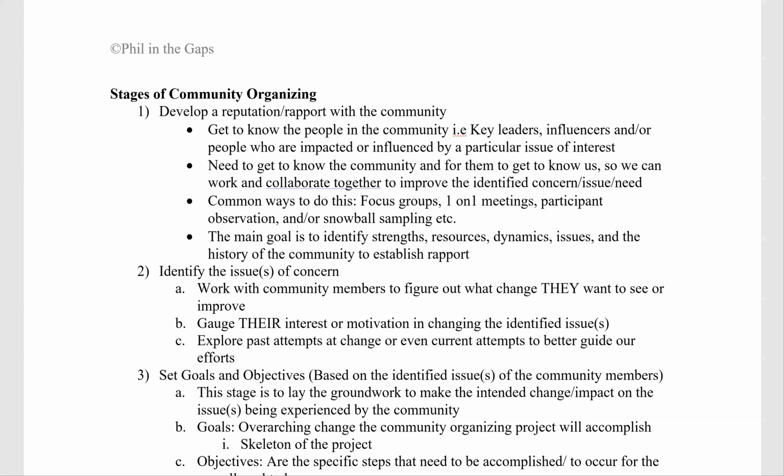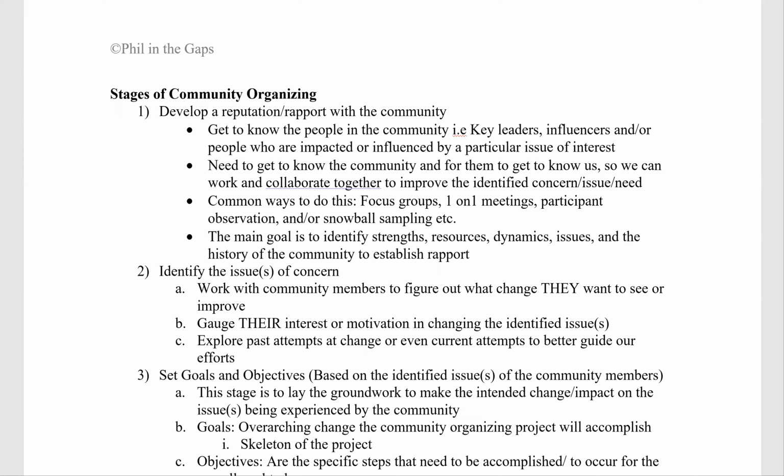So if you think about that individual client, the first thing that you want to do with them is to develop a reputation or rapport with them. Why? Because when you know people, you tend to trust them and you're more willing to be open and work with them in some way. Same thing with the communities. So the first step in community organizing is to develop a reputation and rapport with the entire community. Because if the community doesn't know who you are, the likelihood of them trusting you and allowing you to infiltrate their social circles and systems is going to be pretty minimal. But if they know you and they respect you, they're more willing to be open and work with you collaboratively along the way.